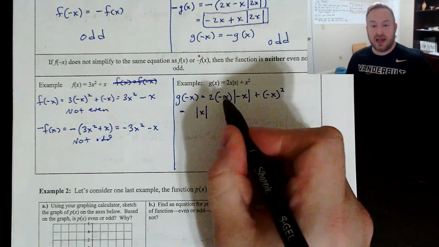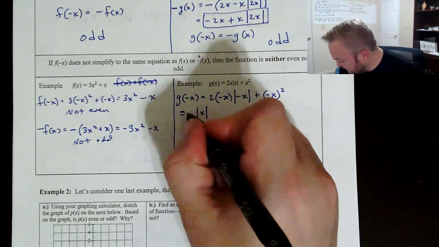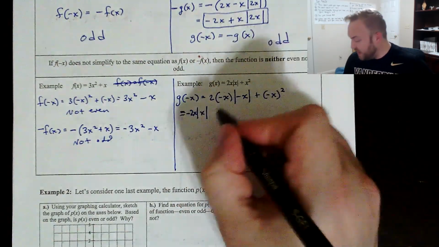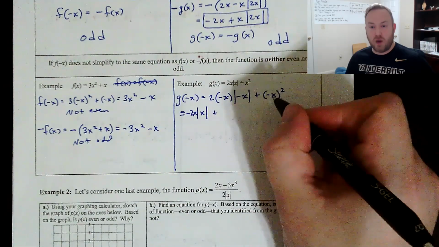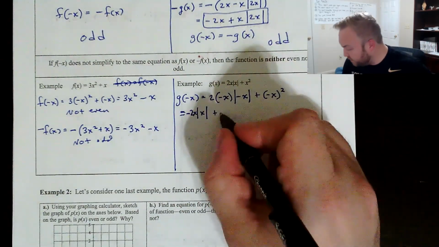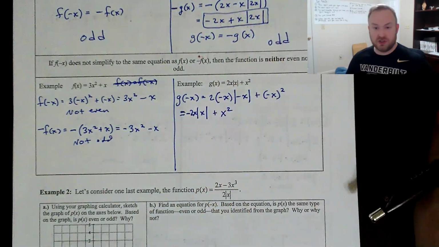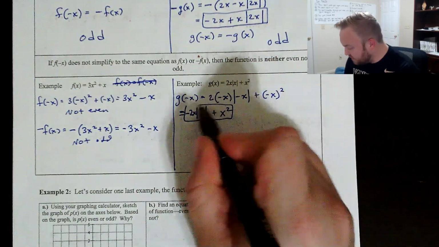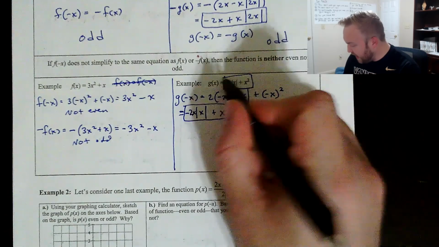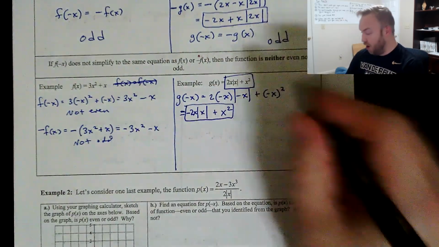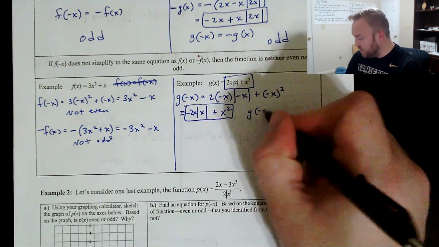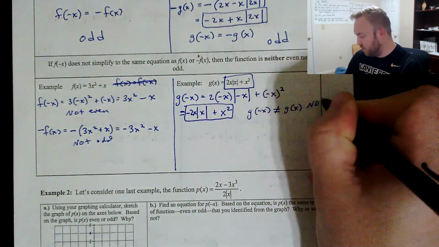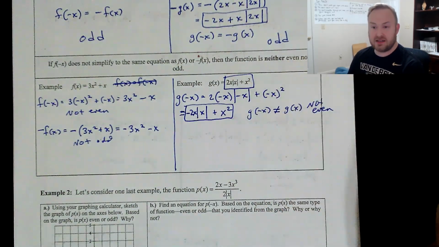2 times negative x is negative 2x. Then I'm adding, and if you square a negative x, squaring a negative turns it positive, so it's just plus x squared. Now, is g of negative x the same as g of x? Nope. G of negative x is not the same as g of x. Therefore, this function is not even.